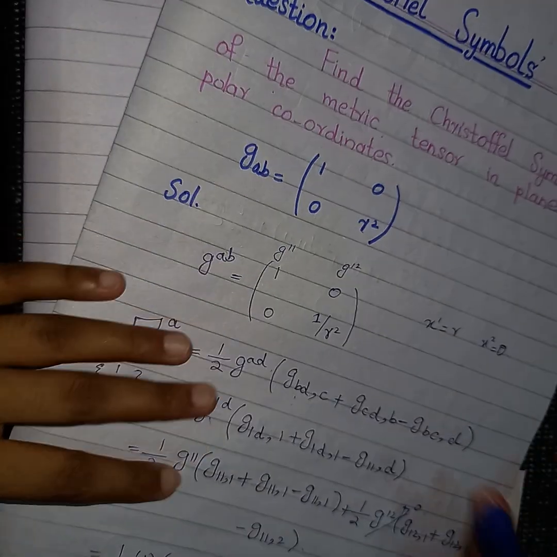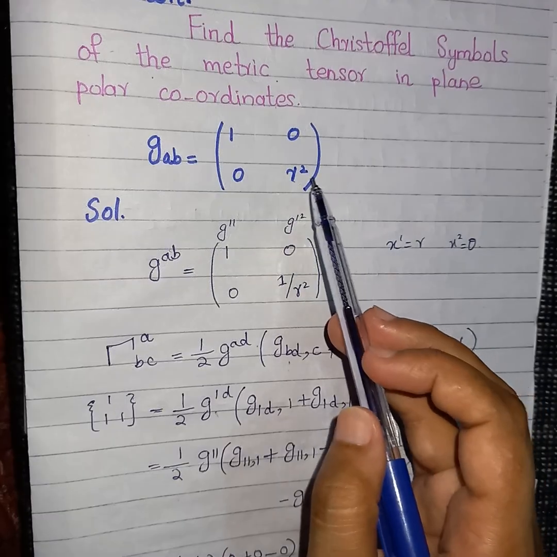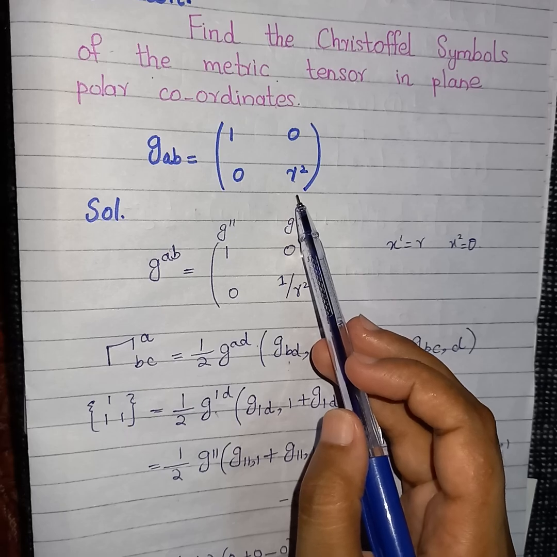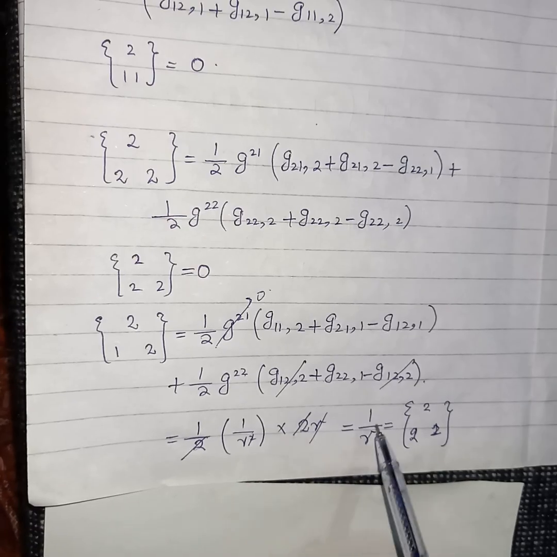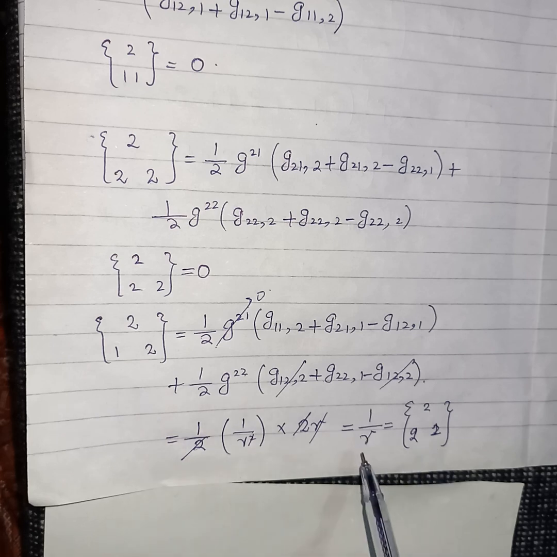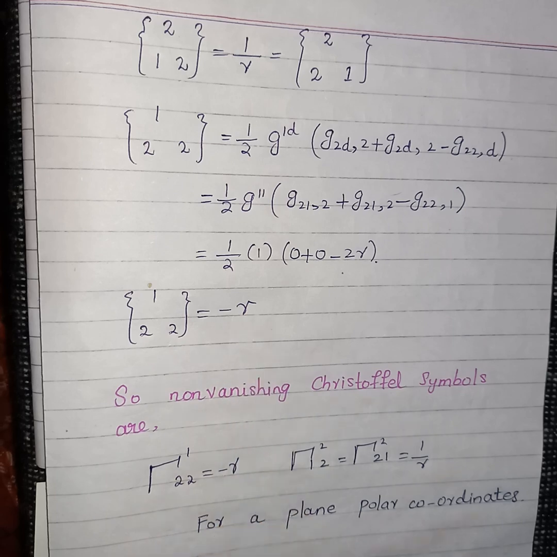Now students, you know that g22 is actually r square, so the partial derivative with respect to r will give us 2r. So here we will get this value, 1 by r, and due to symmetry gamma 2 2 1 will become equal to 1 by r. In a similar manner, gamma 1 2 2 will give us a value minus r.